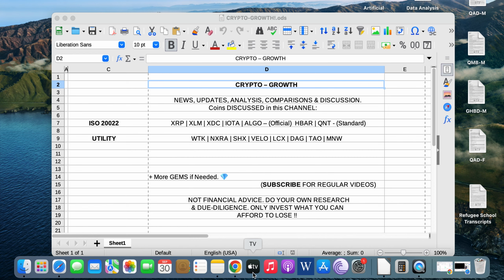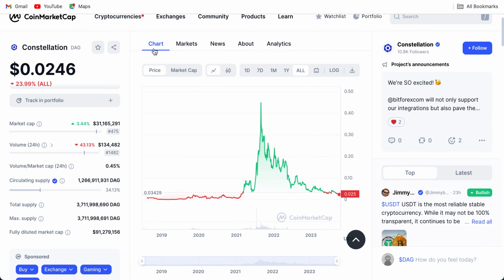So let us begin with the price of Constellation Dag. In real time, one Constellation Dag is priced at around $0.0246 with a market cap of 31 million approximately and a fully diluted market cap of 91 million approx, and a circulating supply of 34.13% from the max and total supply of 3.8 billion DAG tokens.